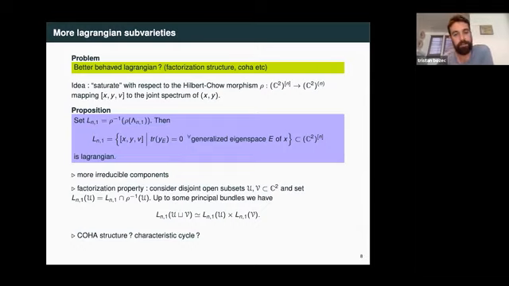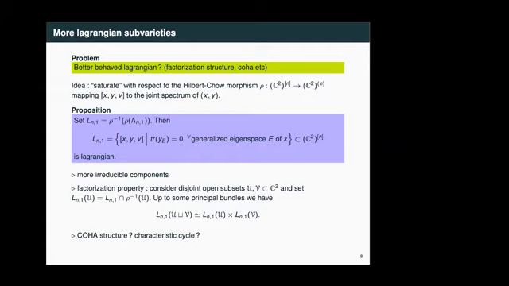I try to see if these Lagrangians were satisfying some criteria that should be satisfied in order to be characteristic cycles. It seems to work, but I still have no idea how they're related to this, or how they can be quantized. But that's a good question. Okay, thank you.